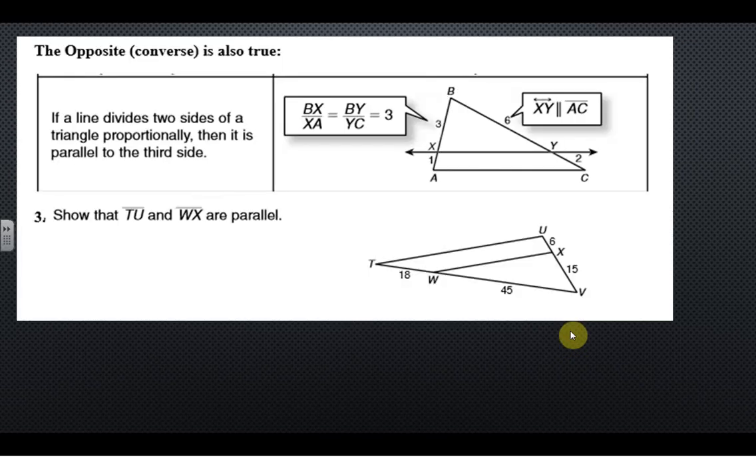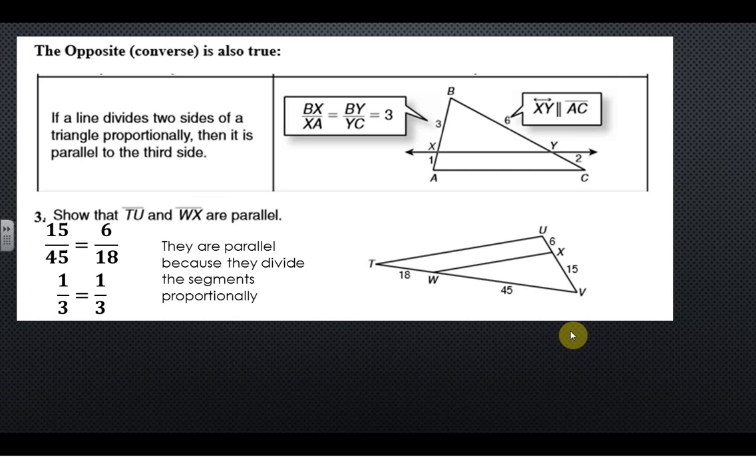So that's the basics. They could also ask you basically the same exact question, but show that they're parallel. So if you had something like this, all you would need to do is show me that the sides are proportional. So you could set up 15 over 45 equals 6 over 18. Simplify, you get a third and a third, or you could cross multiply and get the same number. And you have to state this: they are parallel because they divide the segments proportionally.